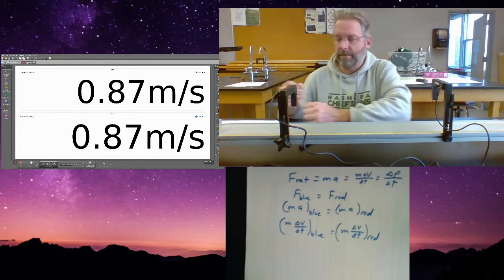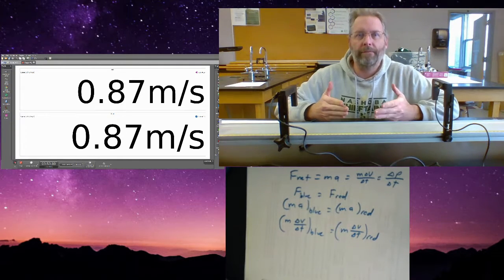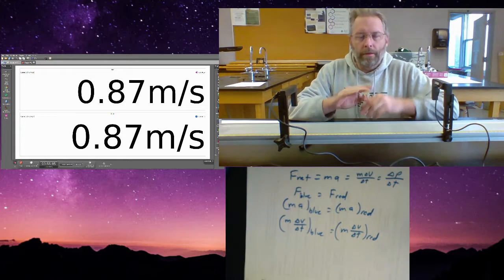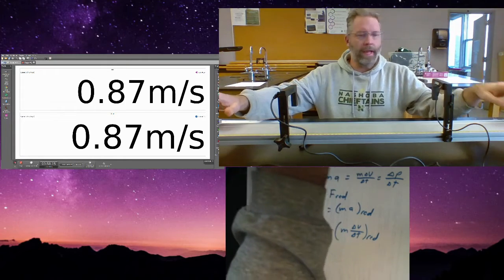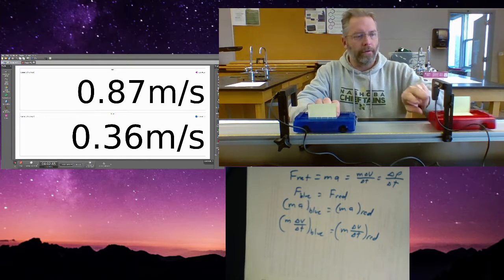So momentum is mass times velocity, and I'm talking about change in velocity here because we're applying a force, and it's going from not moving to moving. So now let's see what happens when one is more massive than the other.